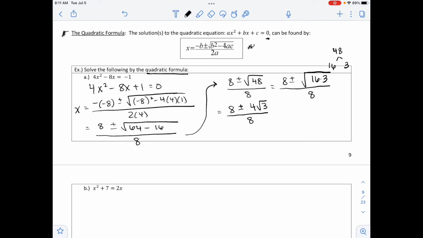And so from here, you can simplify this. You're able to say that this is the same thing as 8 over 8 plus or minus 4 radical 3 over 8, separating that common denominator that we had already found. And 8 divided by 8 would just be 1, plus or minus 4 over 8 would become 1 over 2, and we also have a radical 3 in the numerator. And so these will be our solutions. This is what x was equal to.